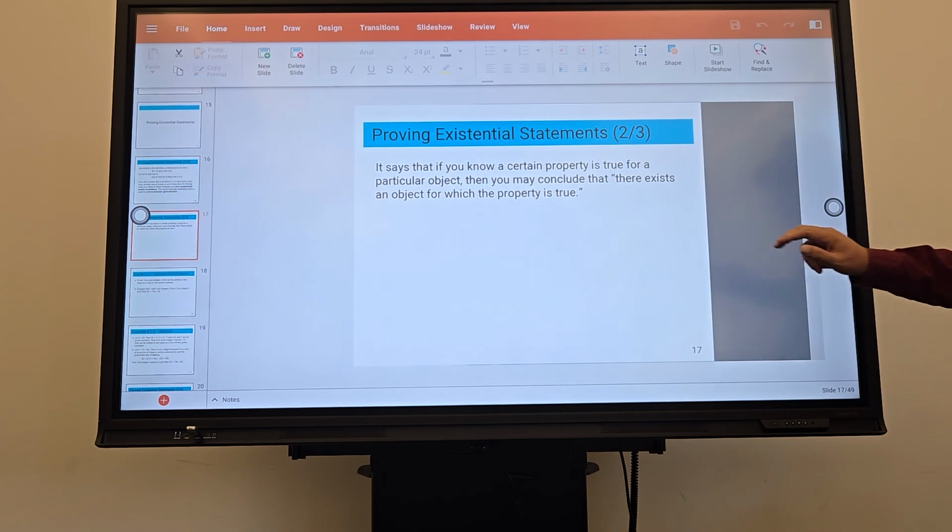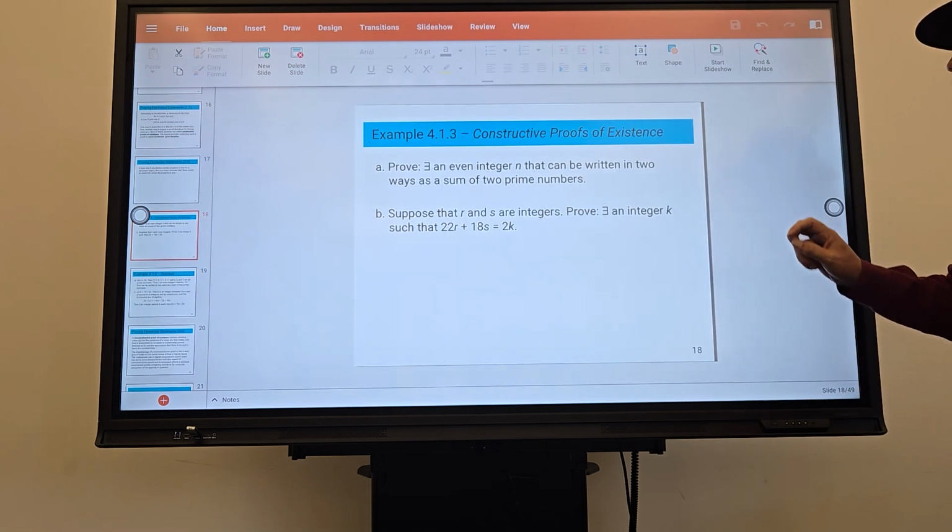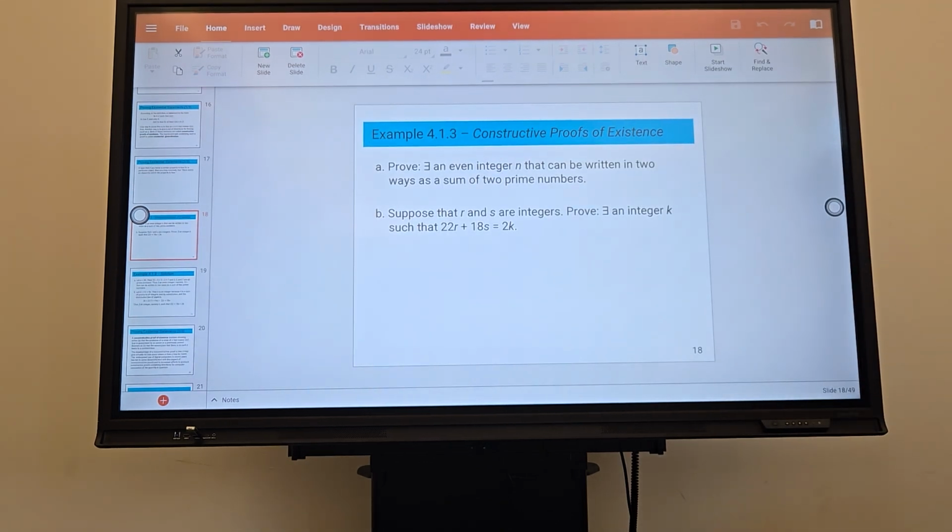It says that if you know a certain property is true for a particular object, then you may conclude that there exists an object for which the property is true, which is basically restating the same thing. Prove that there exists an even integer n that can be written in 2 ways as a sum of 2 prime numbers.